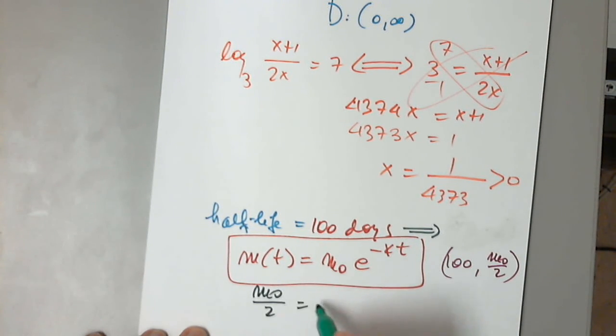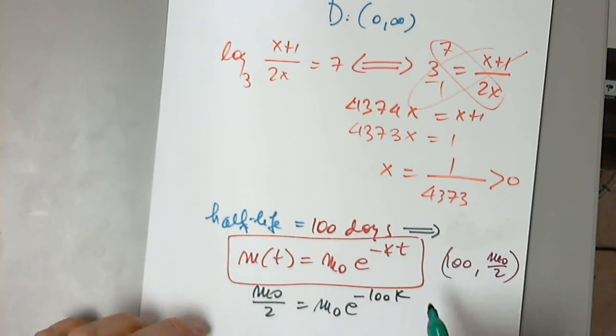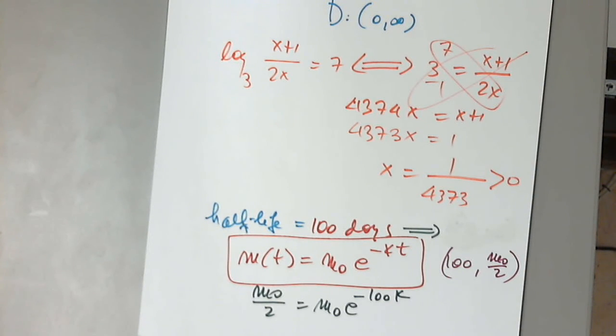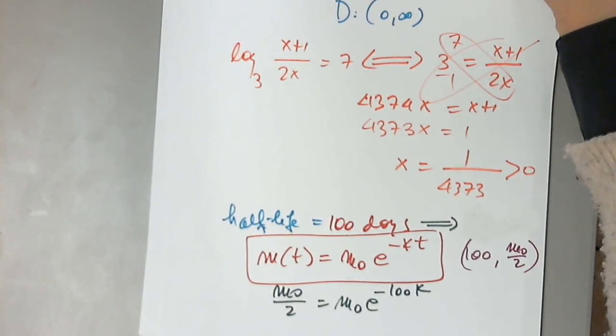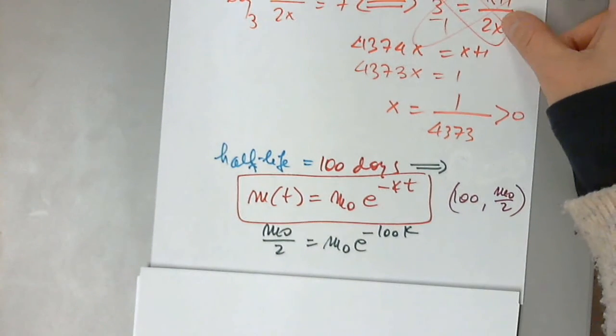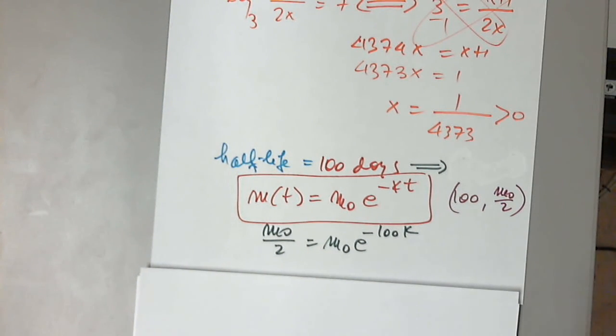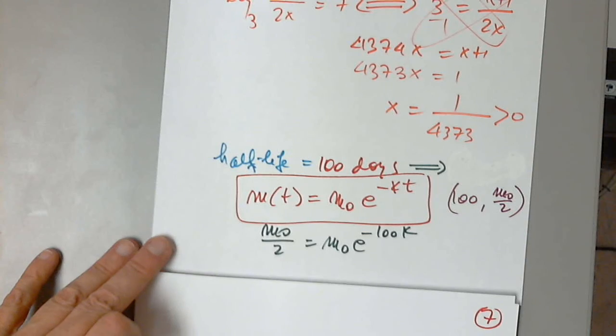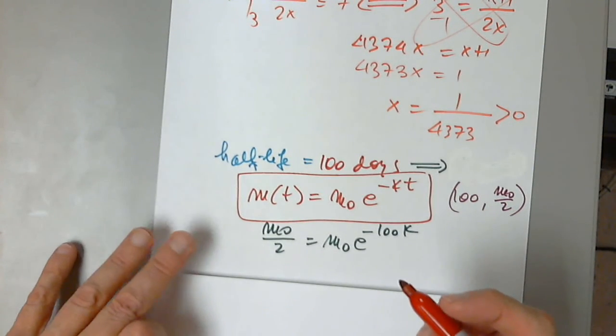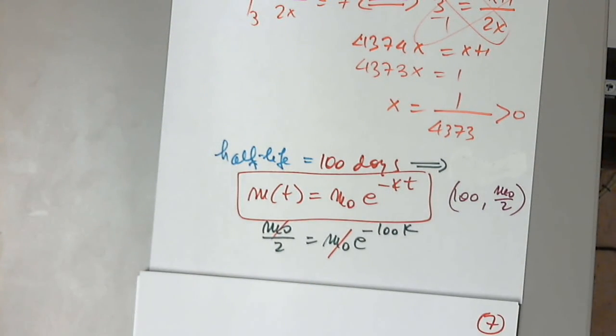m0 over 2 equals... Very good. That's it. Excellent. Is that clear how we put the point in? We've done this before, so I just wanted to review it with you. So then what happens next? Look at the equation. m0 will be cancelled. So then the left-hand side is 0.5 e to negative 100k, and what happens next?